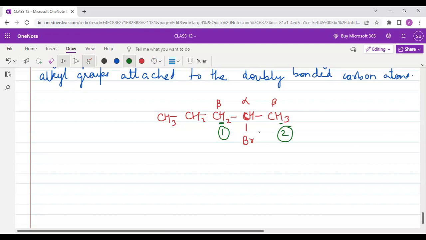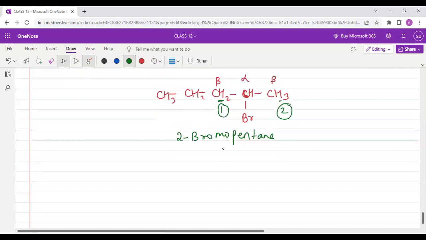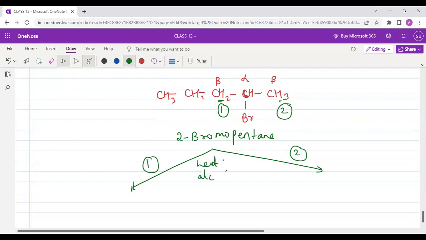So we have this haloalkane, that is 2-bromopentane. And now we are heating it in the presence of alcoholic solution of potassium hydroxide. So we can get 2 products because there are 2 beta carbons. So this will be product 1 and this will be product 2. And you are heating it with alcoholic potash, that is potassium hydroxide. So now elimination will take place.